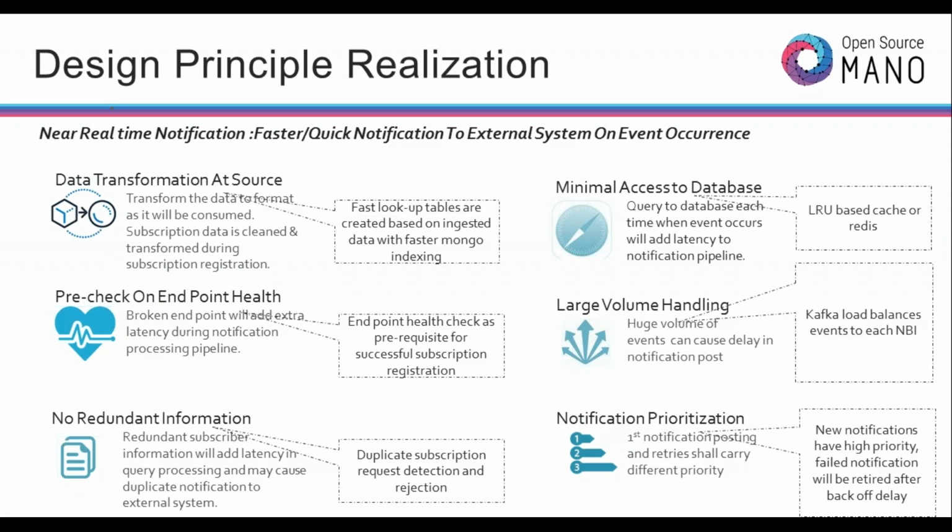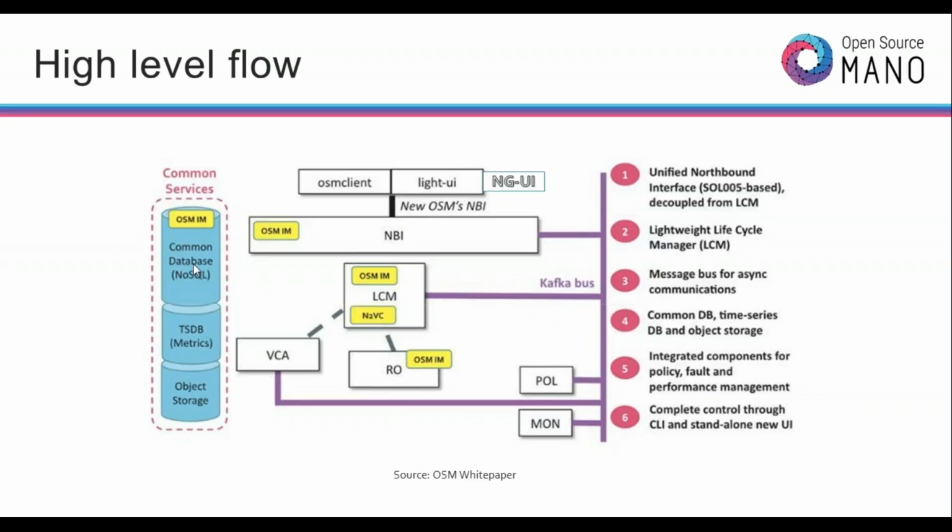Next is the high level flow. Before I go into the flow of subscription and notification, I just want to give a quick walkthrough of the components of OSM. This is an architecture diagram which is taken from the OSM white paper. We can see on the left side that we have all the common services, databases, and TSDBs. On the right hand side, we have the Kafka bus, and on the top we have all the OSM clients, which are NG-UI, and OSM CLI.